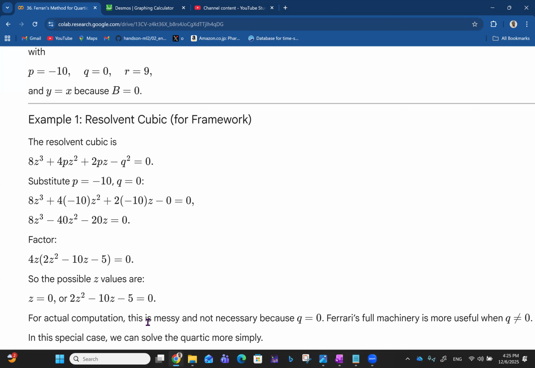For actual computation, this is messy and not necessary because q is equal to 0. Ferrari's full machinery is more useful when q is not equal to 0. Because q is 0 now, it's not necessary, but when q is not 0, then it's fine. So in this special case, we can solve the quartic more simply.